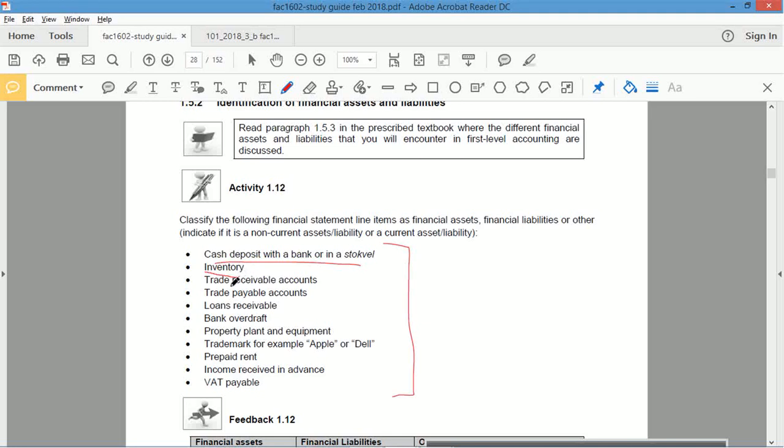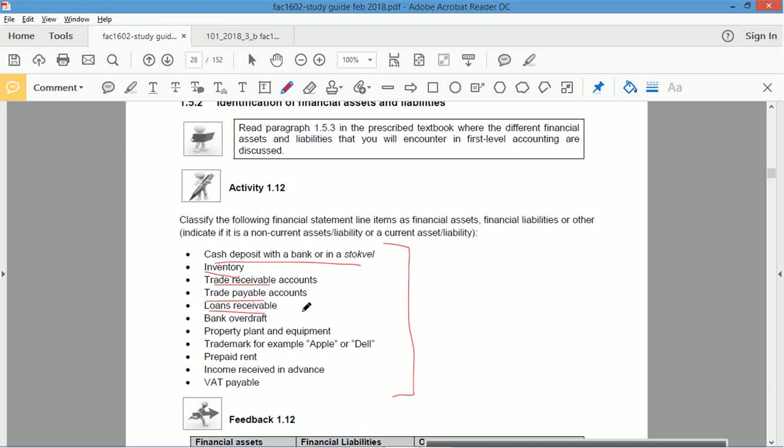Inventory? It's an asset. Trade receivables? Asset. That's fine. Trade receivables is an asset. Trade payables? Liability. Yes. Loans receivable? Expense. Be careful.